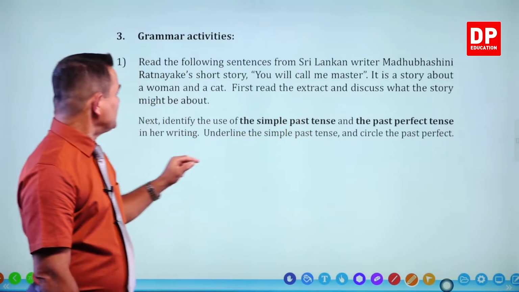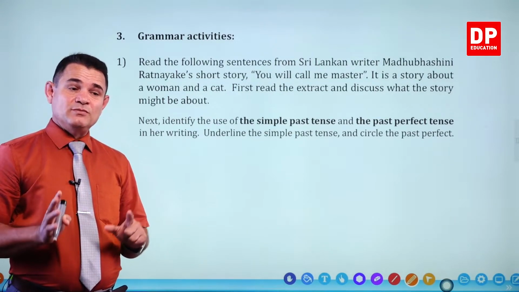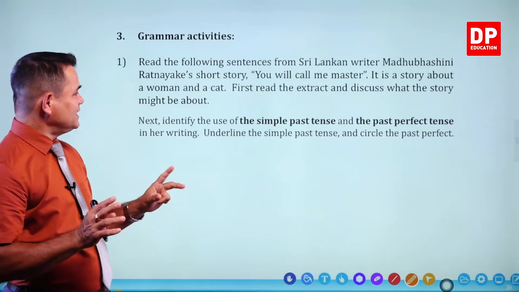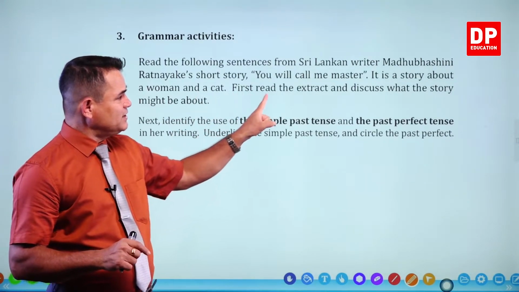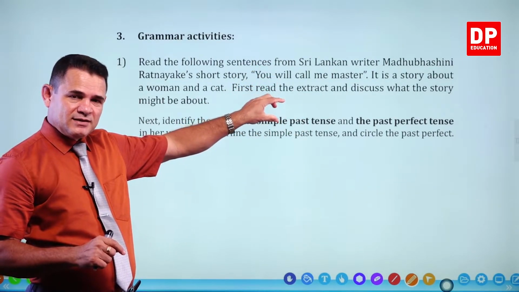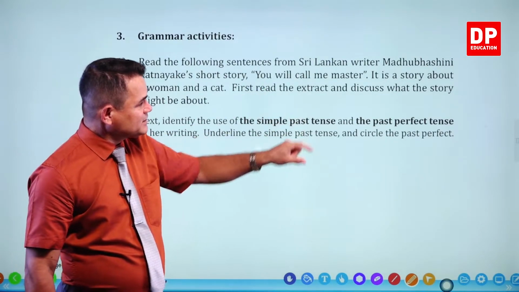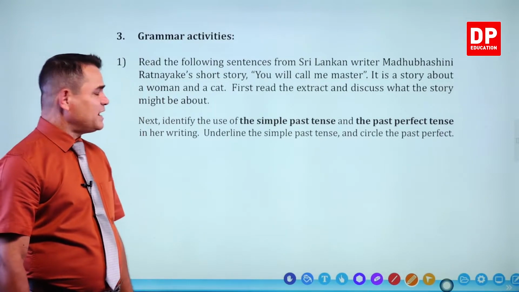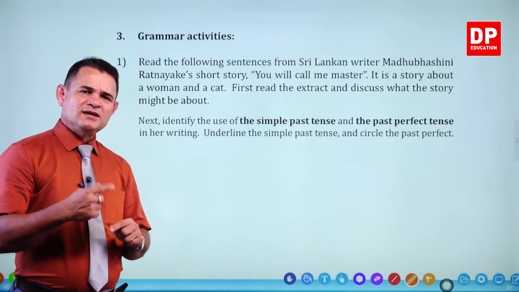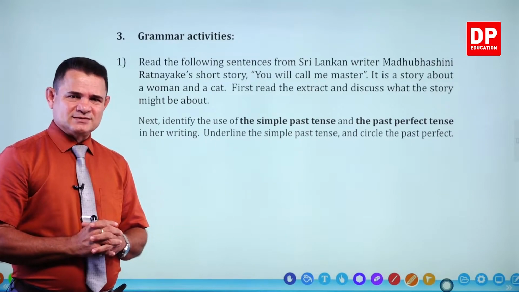It is a story about a woman and a cat. The story is about a woman and a cat. Woman ගැණියෙක් සහ පුහුසෙක් ගැන කියලි වෙච්ච කතාවක්. First, read the extract. Extract කියන්නේ ඒ කතාවෙන් කෙටි කතාවෙන් උපුටාගත්ත කොටස. Extract. And discuss what the story might be about. Read this part and discuss what it will be about. ඒක මොන වගේ කතාවක් වෙයිද කියලා you have to discuss.